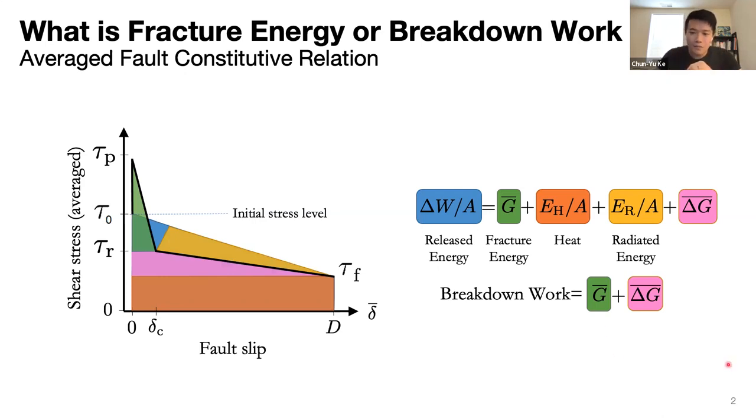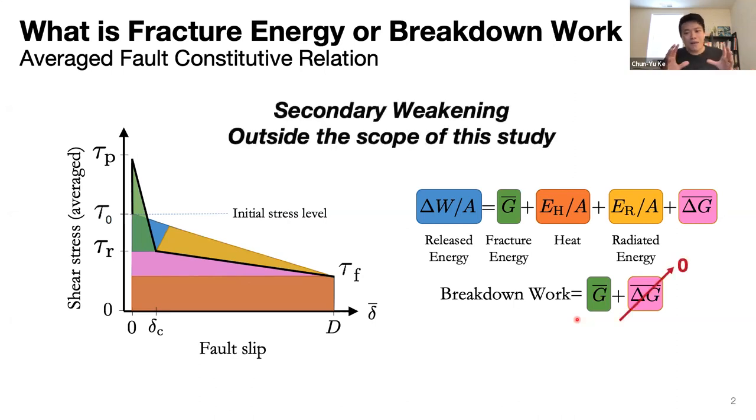According to the workshop last week, I think I can say that the community can generally agree that the green area should be called fracture energy, and the green plus pink should be called the breakdown work or breakdown energy. Here, I want to make it clear that in this study, we want to discuss the end-member case that does not include secondary weakening mechanisms. In the end-member case without secondary weakening, the estimation of breakdown work should be just the same as fracture energy, as there is no pink area.